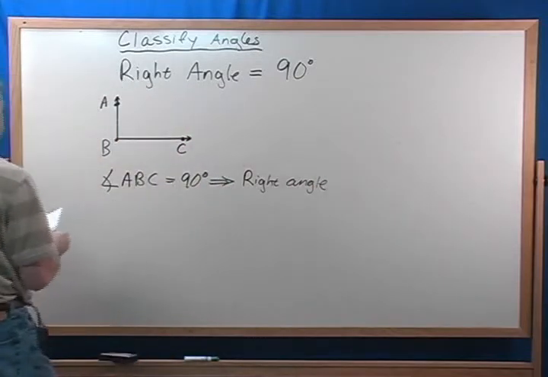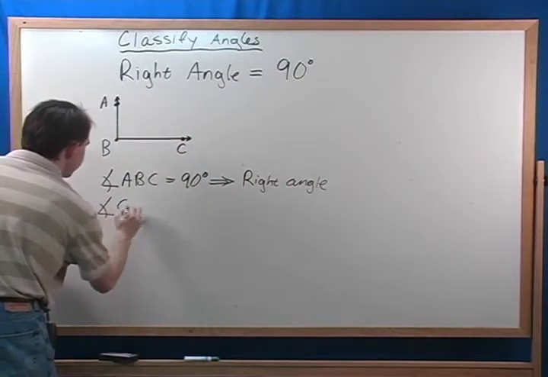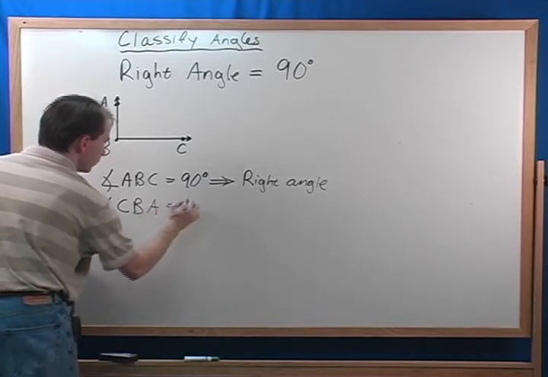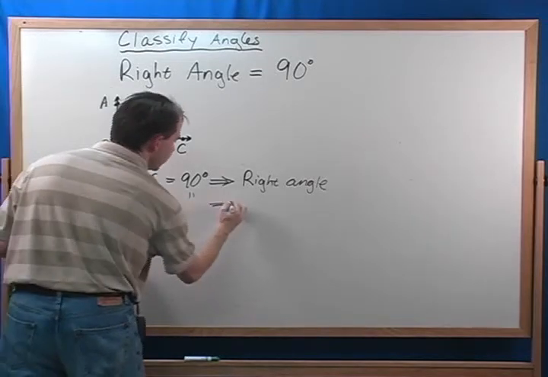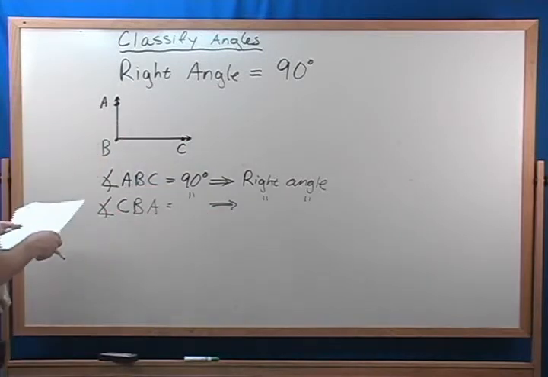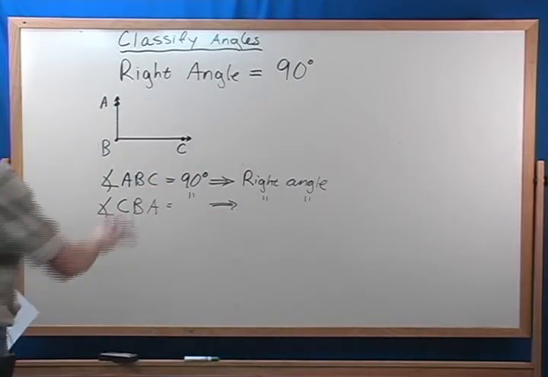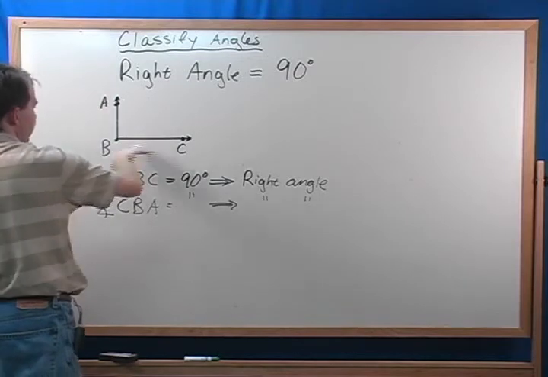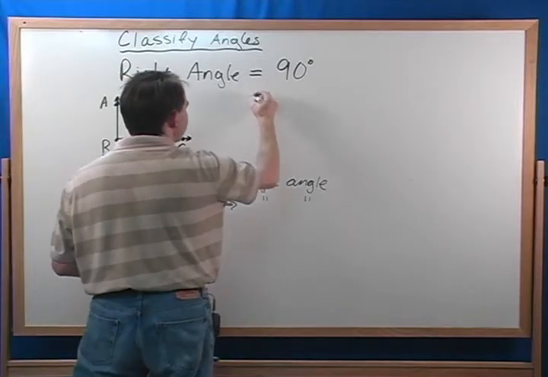Right angle, okay? And you can say the same thing. Angle CBA is equal to 90 degrees, which means it is a right angle. Same thing. I mean, you can write the angle any which way you want, okay? Now, this is fine and dandy, have A, B, and C, but there is a very special symbol for right angles.